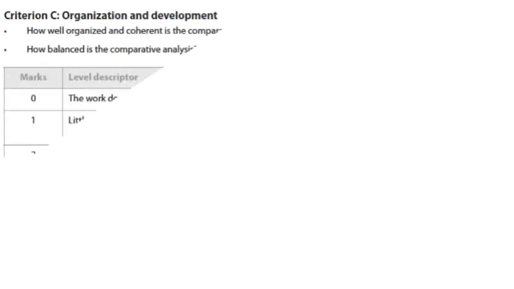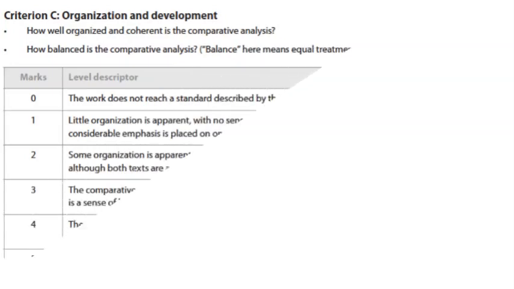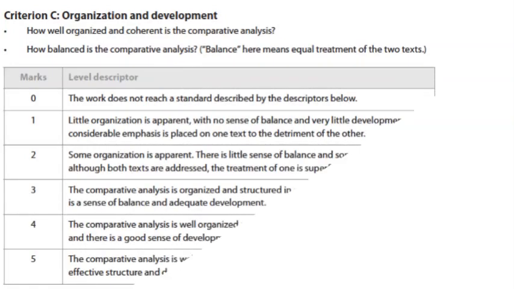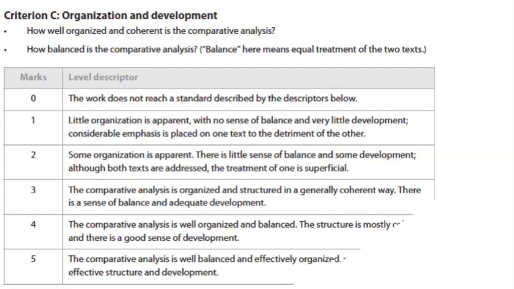This comes into criterion C as well when you think about how organized, how coherent, how balanced. This is why I'm saying if you include each text in each paragraph, it automatically is going to be balanced. And I think that's the biggest area where some people write too much for paper 1 and paper 2 about one of the texts. This is a really key thing. Balance your argument.